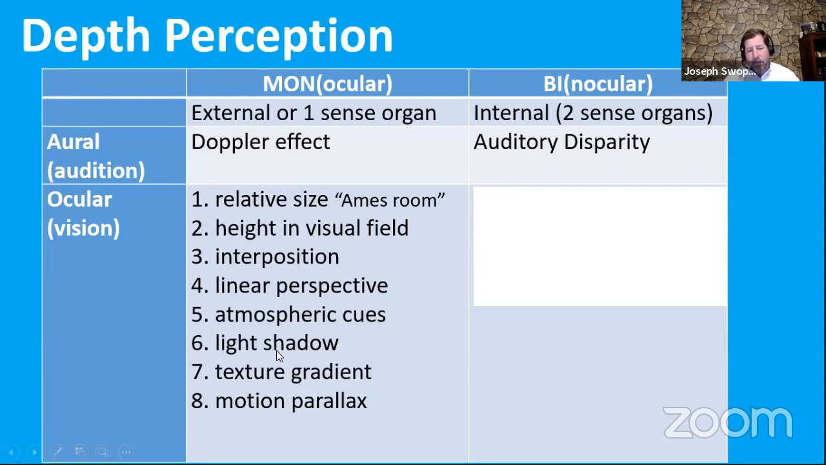Light and shadow. I think you can understand how light and shadow would give you an idea of where something is in the world. Texture gradient: things that are further away look smoother, and things that are closer look a little bit rougher. And motion parallax is the idea that if something is moving across your visual field and it's close to you, it's going to appear as if it's moving very quickly.